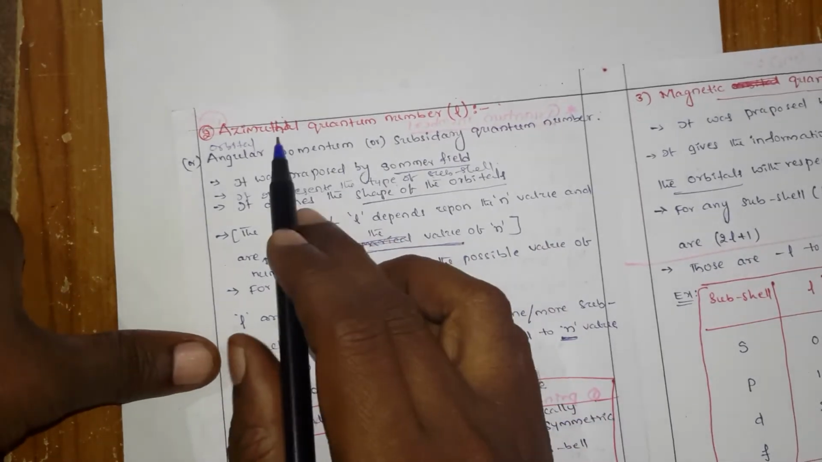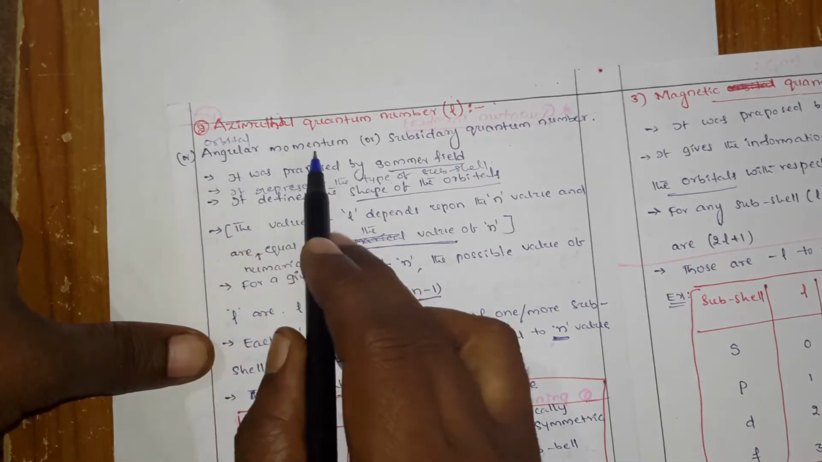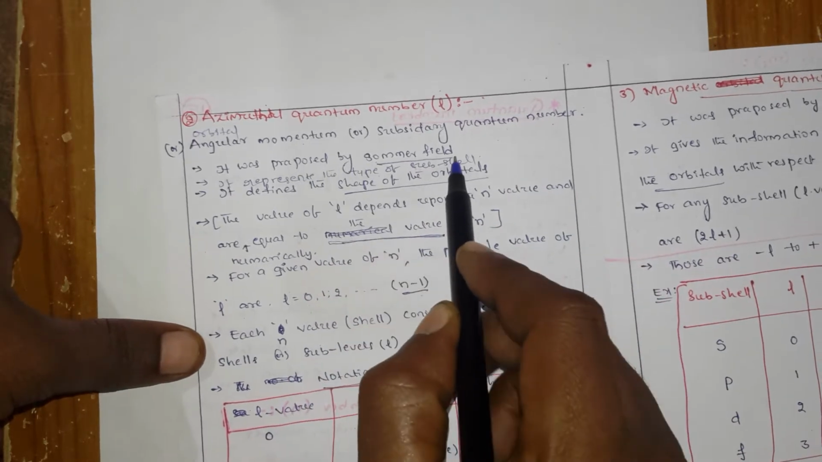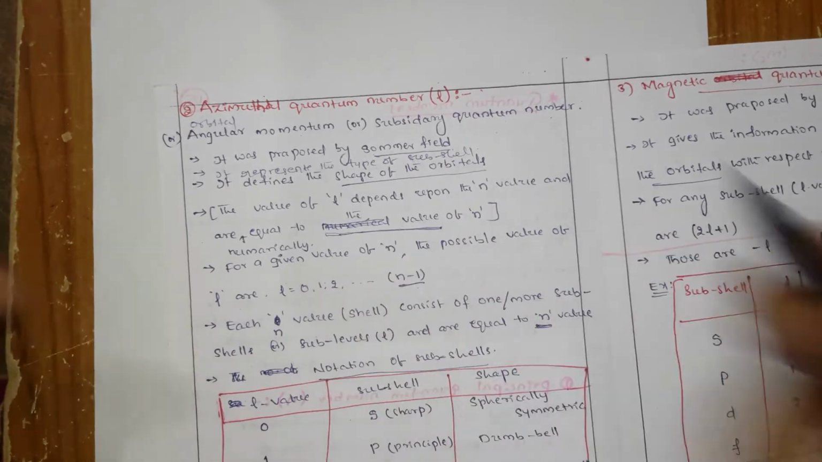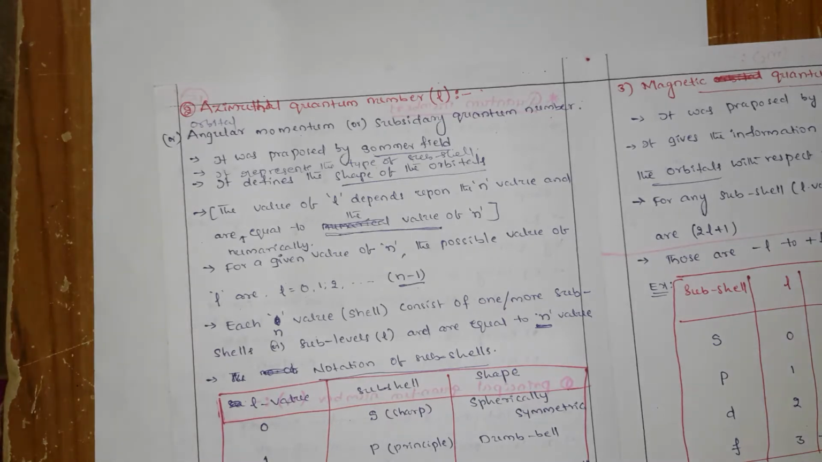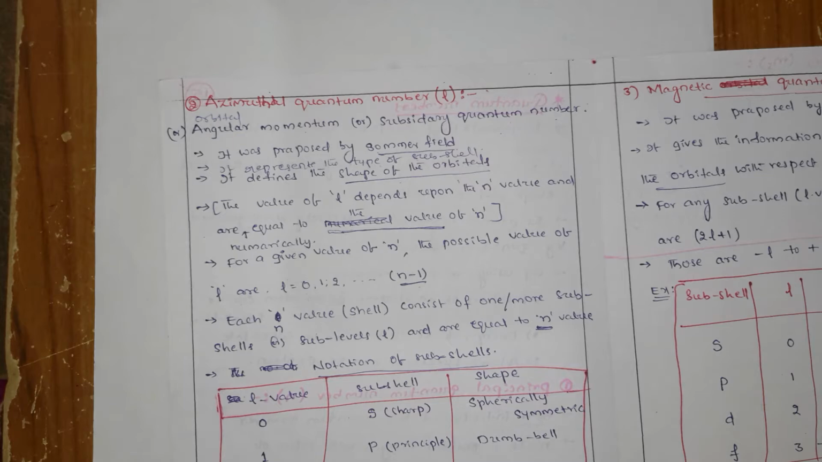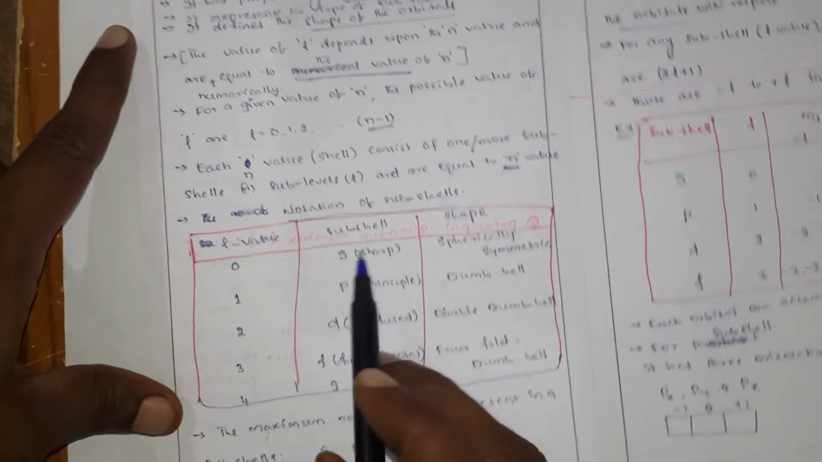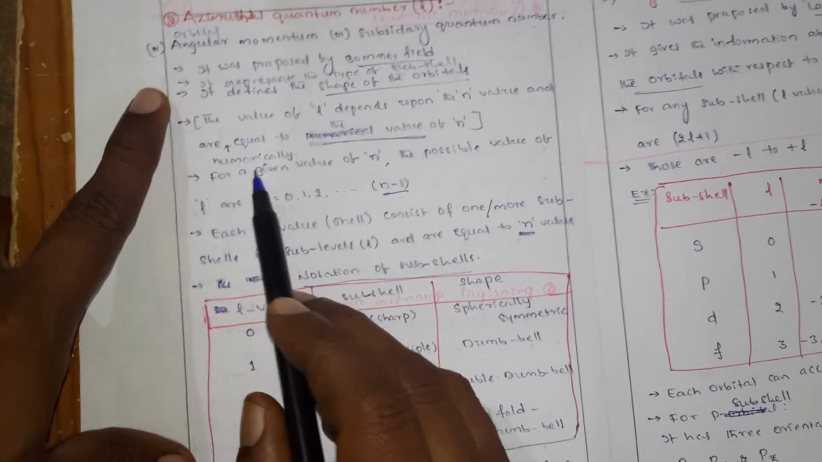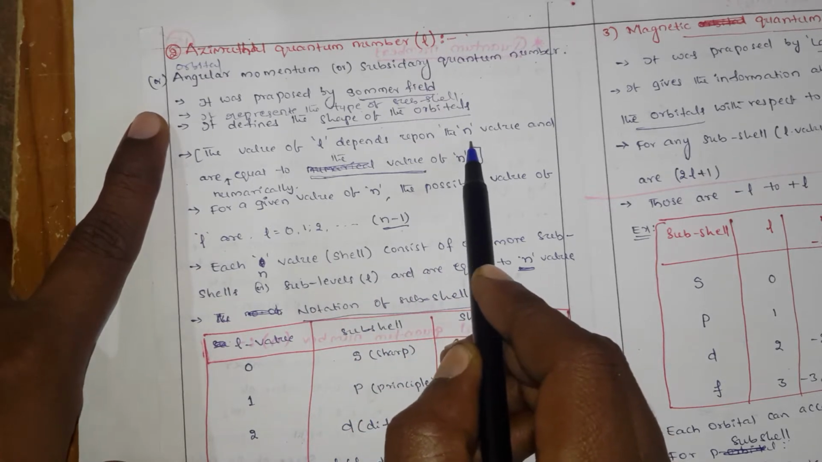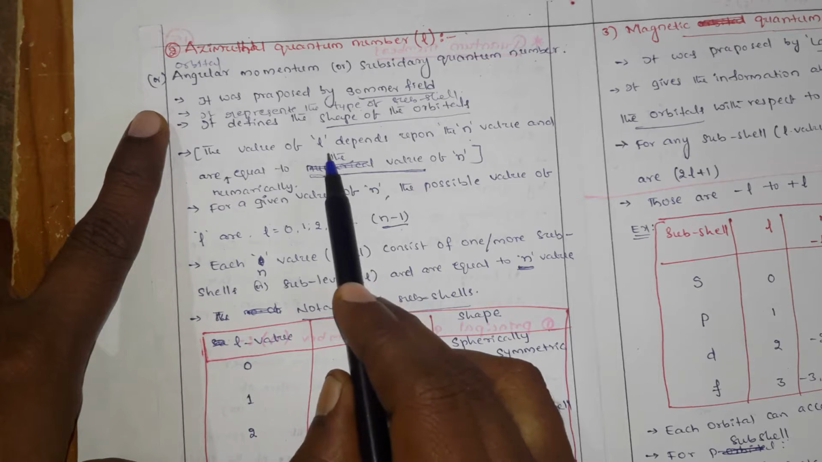First of all, the azimuthal quantum number is also called the orbital angular momentum or subsidiary quantum number, and it was proposed by Sommerfeld. It represents the type of subshell. Earlier the n value represents the shell, and now it represents the subshells, and it defines the shape of orbitals. What are the shapes of orbitals? That we will see later.